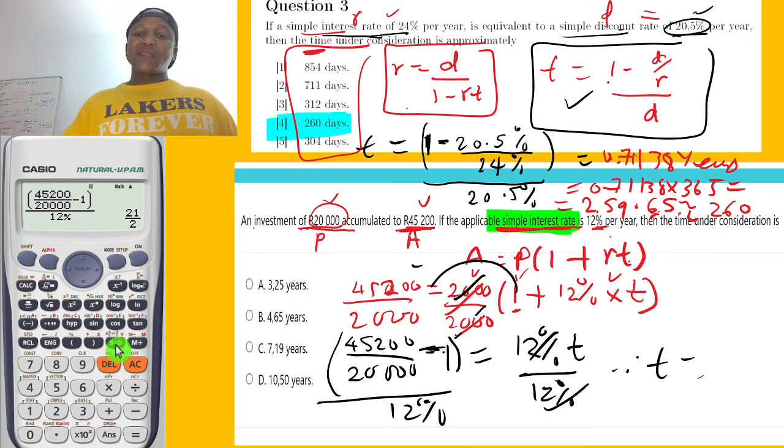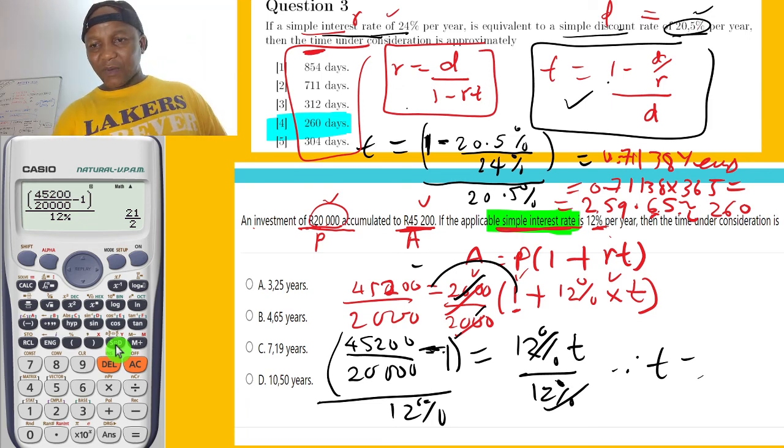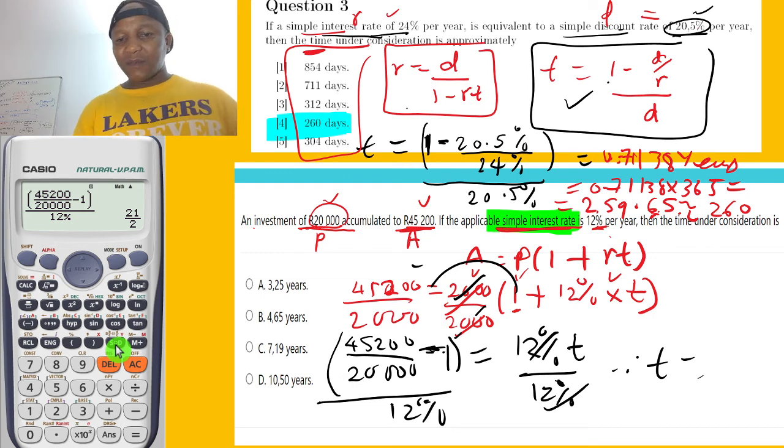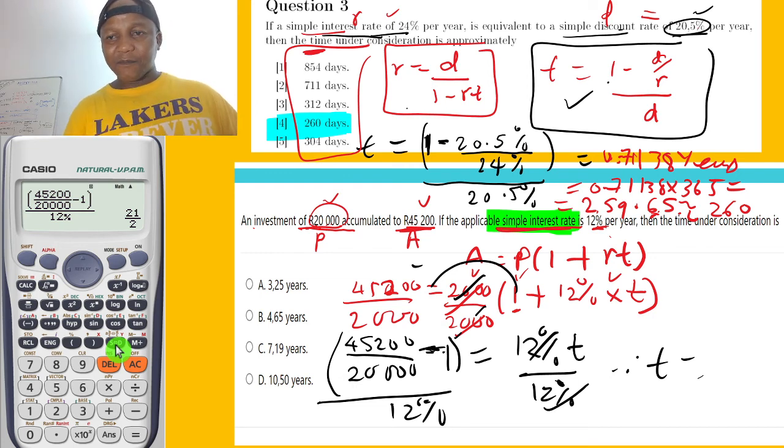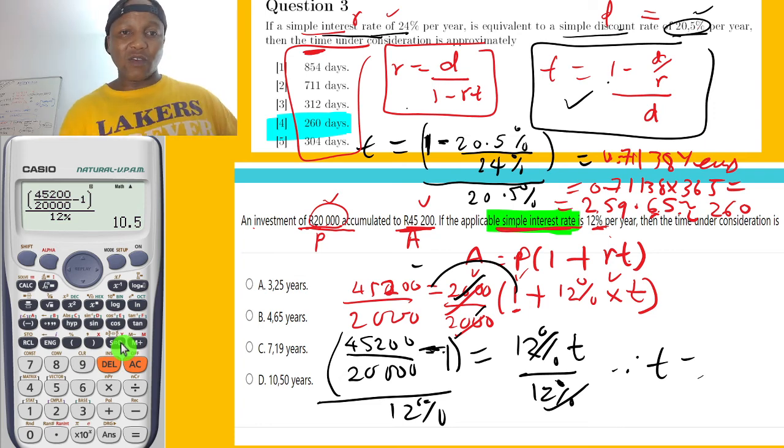So then our time. Remember, time is going to be in years. So SD is going to be 10.5 because 21 divided by 2 equals 10.5. Or you can simply say SD here. Yeah, 10.5, but it's too slow. So our time equals 10.5 years. And that's going to be option number 4.